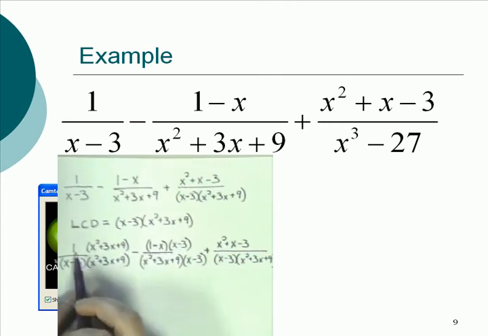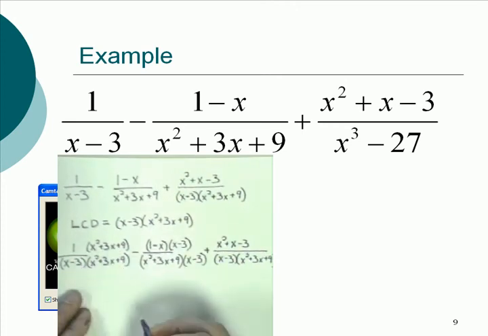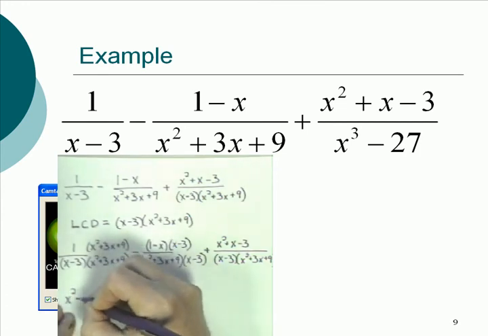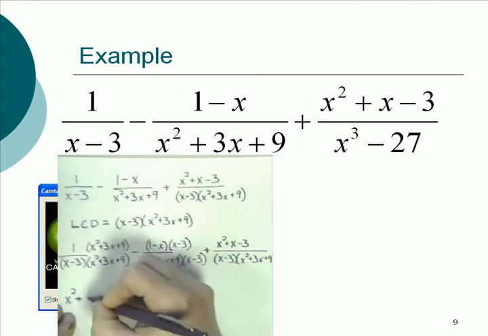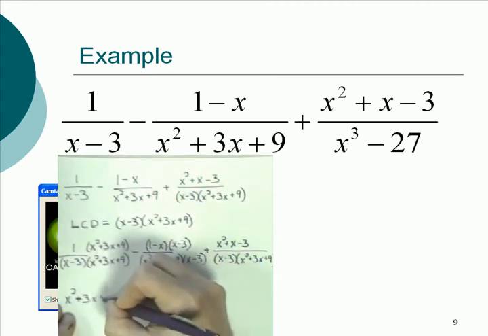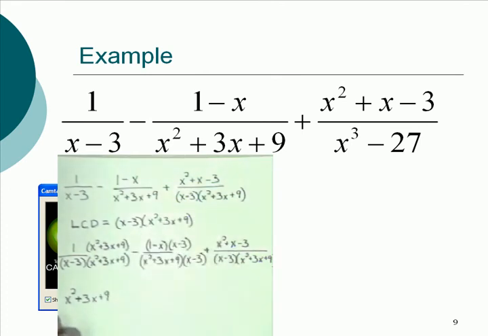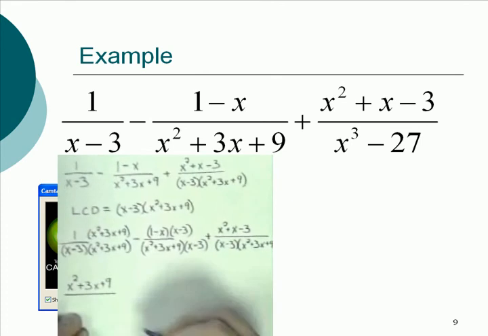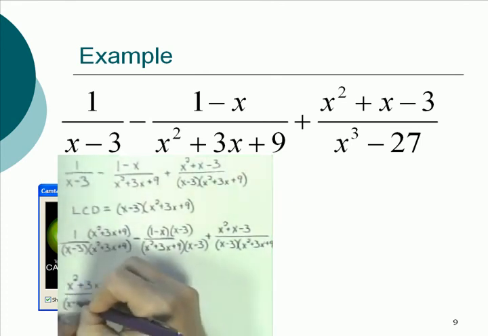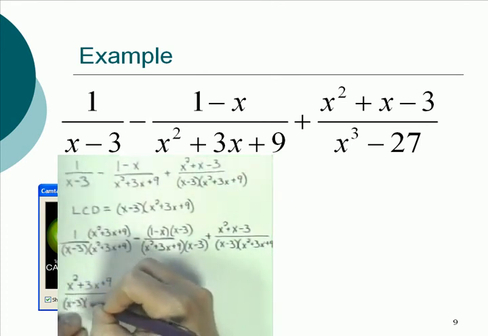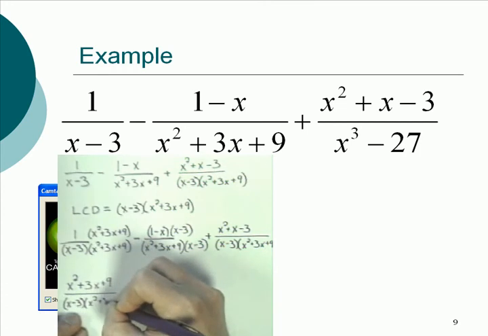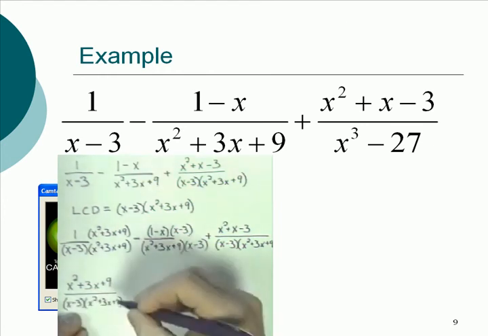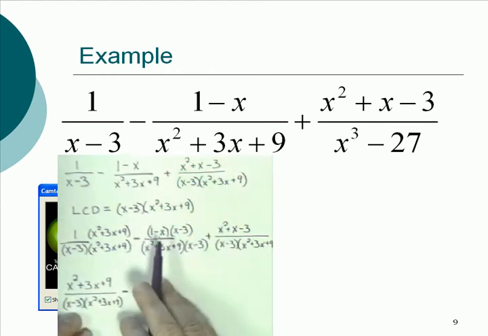This first term will become 1 times x squared plus 3x plus 9, or in other words, simply x squared plus 3x plus 9. That's over our LCD of x minus 3 times x squared plus 3x plus 9. Then we'll need to subtract off the second term.